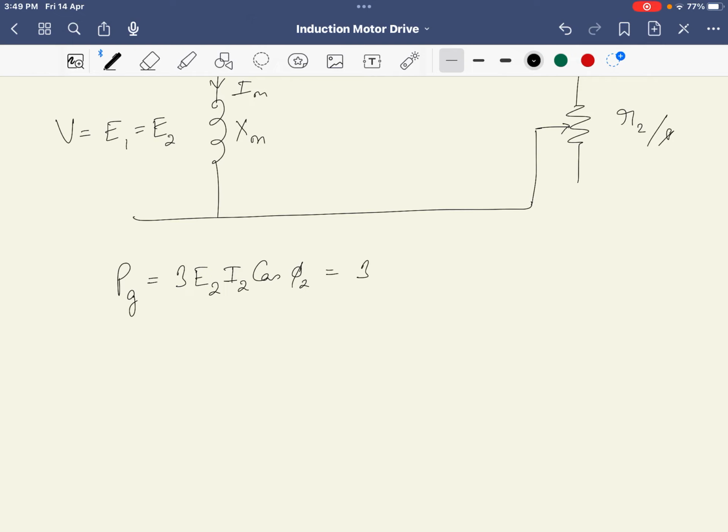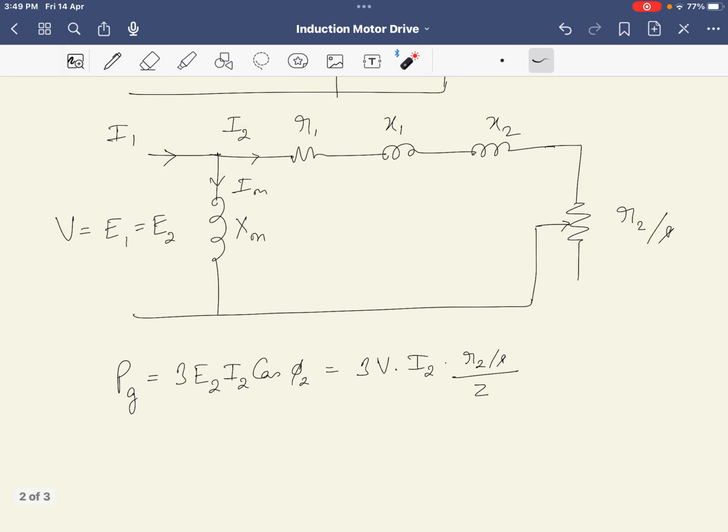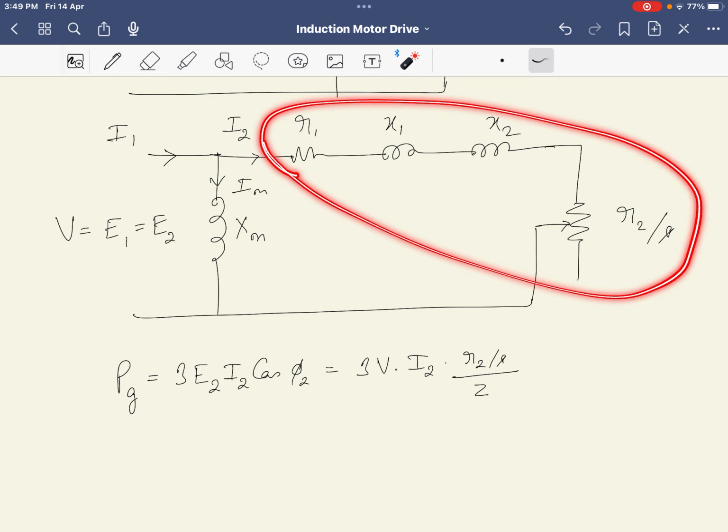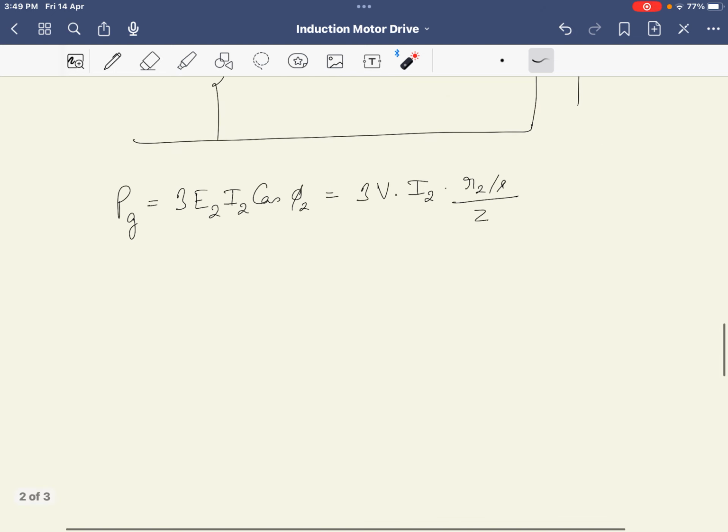So it can now be said that E2, from the approximate equivalent circuit, is V. Now I2, keep it as I2, and cos phi2 is obviously, this is the rotor side, R2 by S divided by the complete impedance of the circuit on the secondary side. So this is the rotor side resistance divided by the complete value of Z, right?